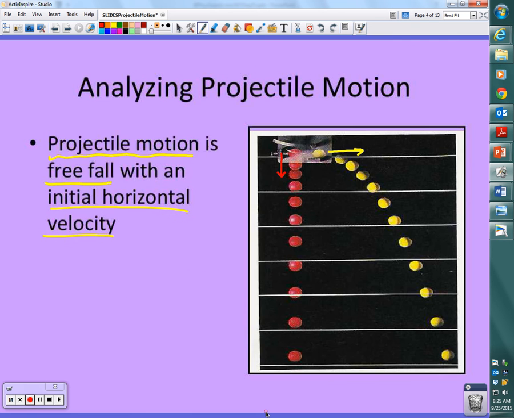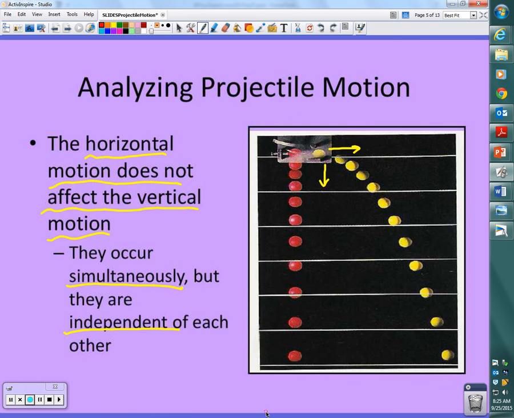An important aspect of projectile motion is the fact that even though the object is moving both horizontally and vertically, those two motions are independent of one another. They occur simultaneously, but they do not affect one another. So everything we learned about one-dimensional motion still holds true. We just have to take care of it twice: once in the vertical dimension and once in the horizontal dimension. Does that make sense? Okay. For example.